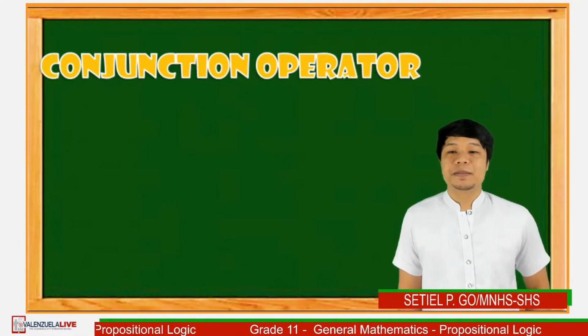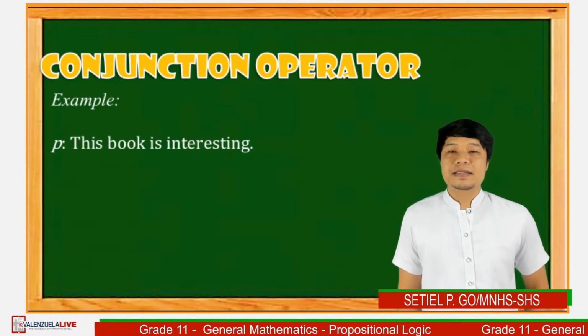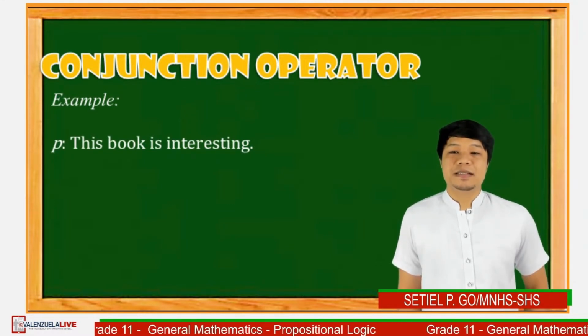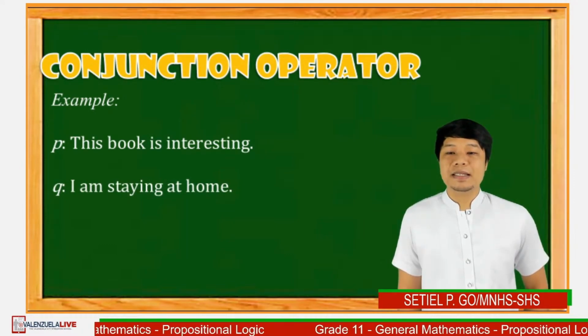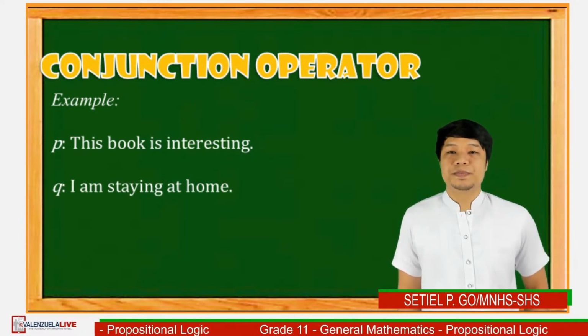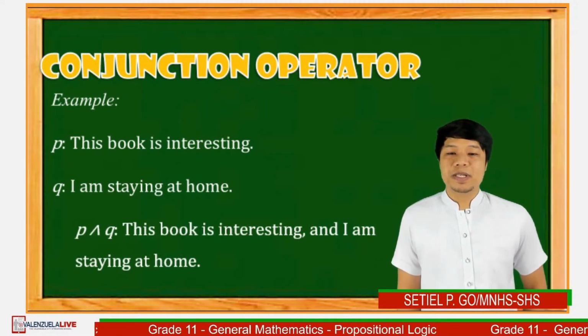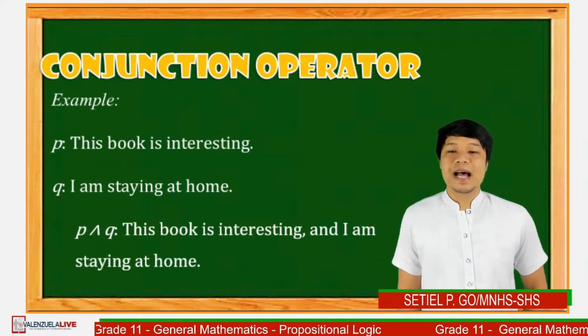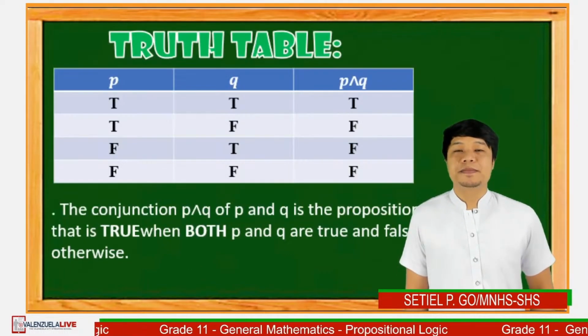Let's have an example. Proposition P is, this book is interesting. Proposition Q states that I am staying at home. So the conjunction of P and Q will be, this book is interesting and I am staying at home. So let's proceed to the truth table.